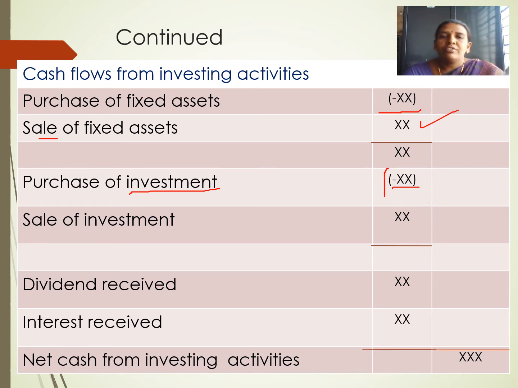And sale of investment: by selling the investment we get cash inflows into the business organization. Dividend and interest received: by receiving dividend and interest, cash flows into the business organization, so we have to add those two items. Then the net effect is net cash from investing activity. This is net cash from investing activity.